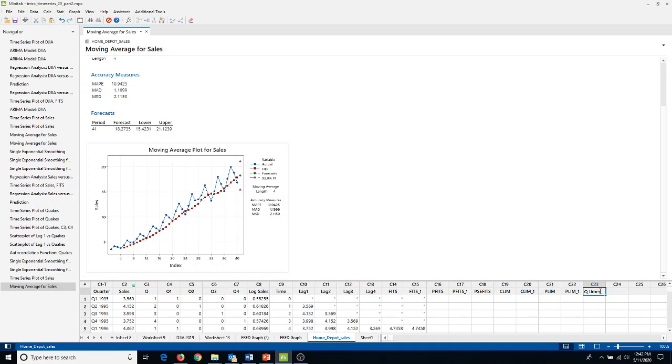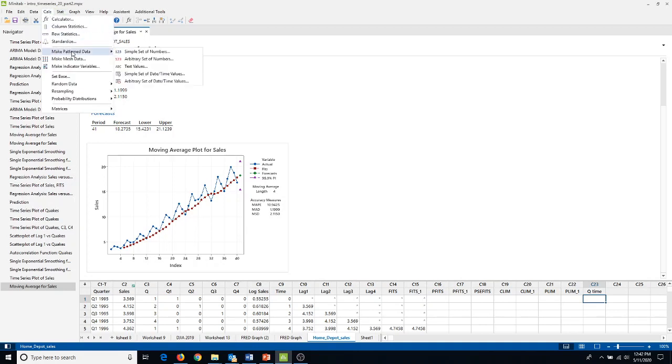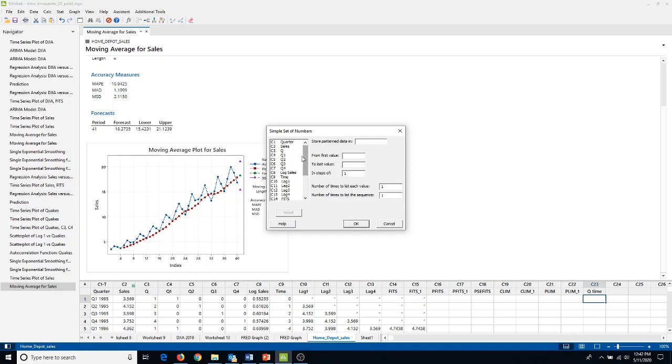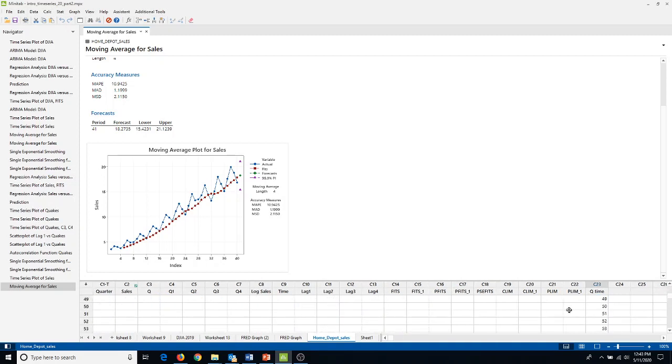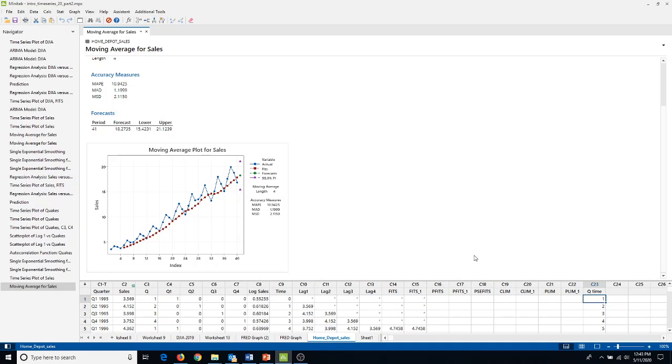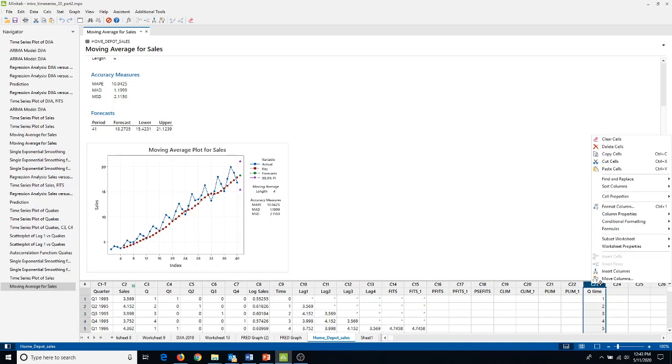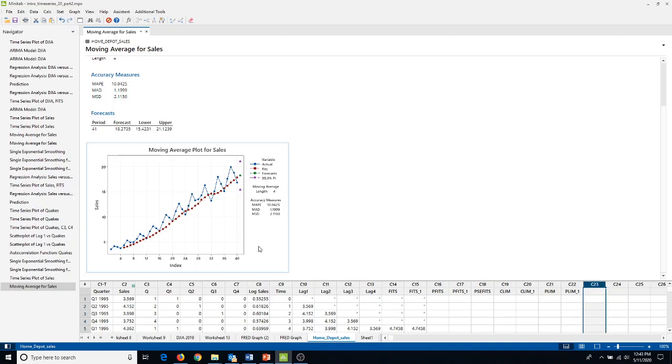Q time maybe. And what I'm going to do is put in pattern data, a simple set of numbers. I'm going to put it into Q time, and do a first value of 1 to 250 in steps of 1. And so that should get me down to the bottom. Nope, because I'm not doing the Dow Jones Industrial Average. Let me delete these columns and try it again. I only had 40.